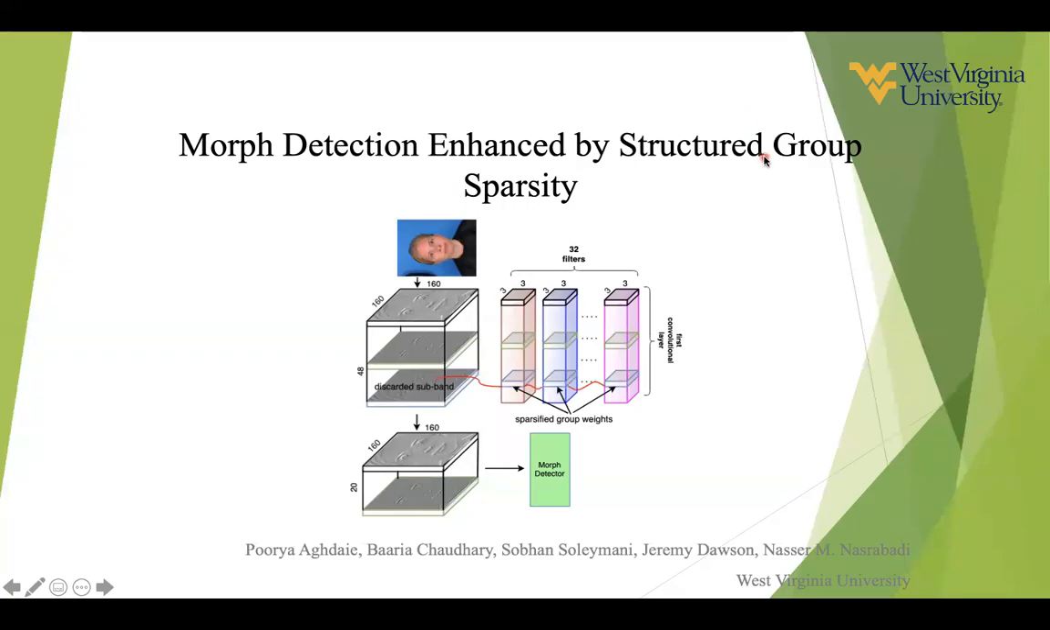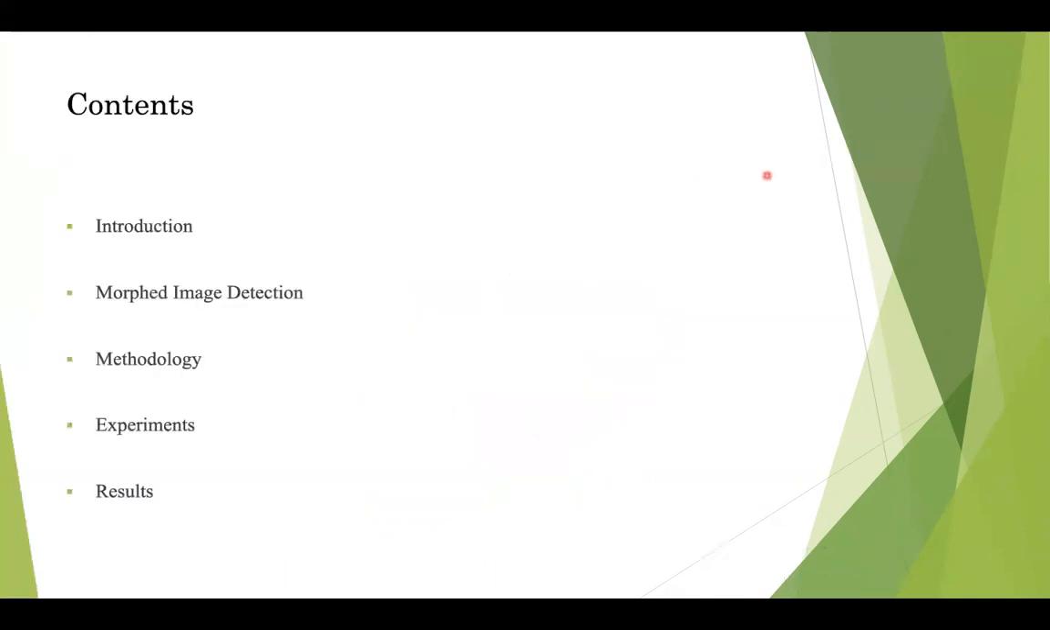This is our presentation on morph detection enhanced by structured group sparsity. The contents of our presentation are as follows. First, we introduce the problem. Second, morphed image detection is discussed. After that, methodology, experiments, and results are explained.